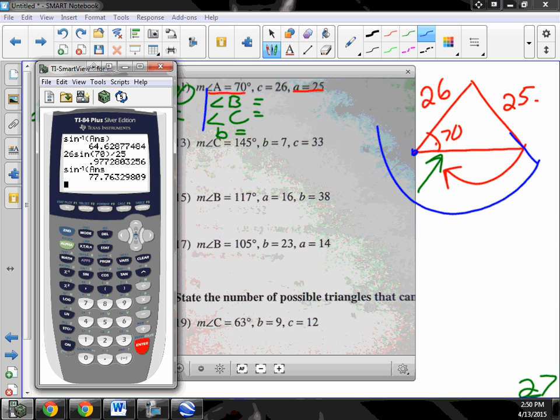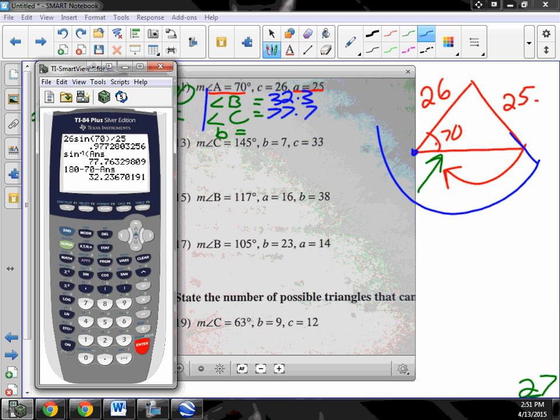So here we have 77.7. How do we find B? We could do the same thing. No, we couldn't, because we don't know little b. But we know the angle sum of a triangle. So 180 minus 70 minus the answer is 32.2. Everybody okay with that?